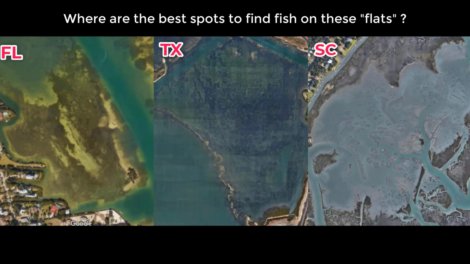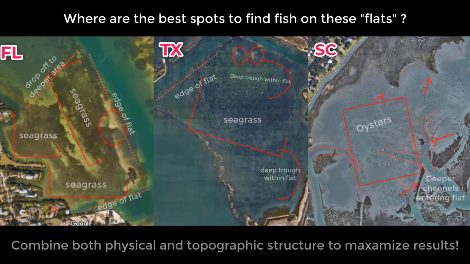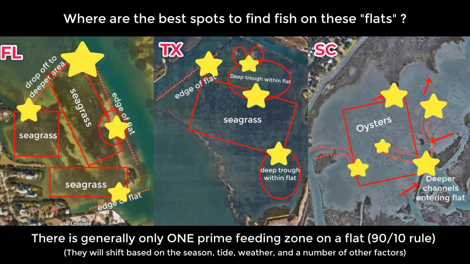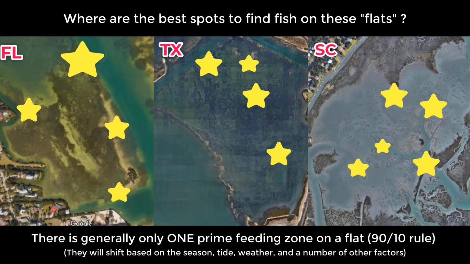So to find the best areas on the flat, you're going to want to combine both physical and topographic structure in the same area to maximize fish catching potential. Once you've done that, you'll be able to dial the flat down to a few small areas, but there's still going to be some trial and error involved in finding out which ones will work at certain seasons or tides or the weather even that day.